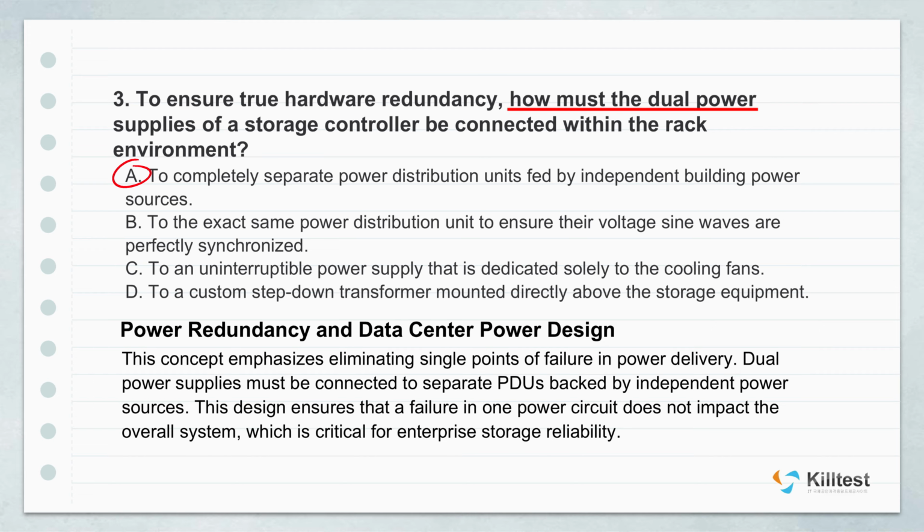Got it. And looking at the rest, option C is just silly. Having a UPS dedicated solely to the cooling fans does not keep the storage controllers running. Not at all. And option D, a single custom transformer right above the rack, introduces a massive, heavy single point of failure that could physically crush or short out the equipment. Precisely. Separate the power completely, from the PDU all the way back to the breaker panels in the building.